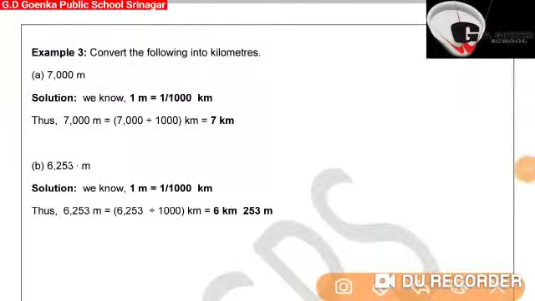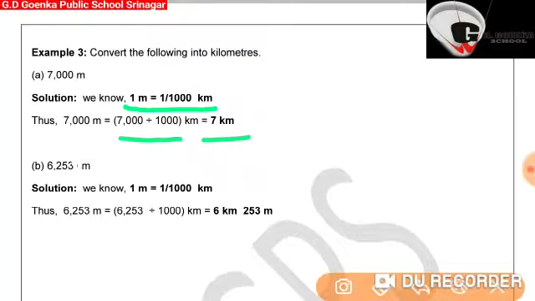Now let us take the third example, in which we will convert meter into kilometer, where meter is a smaller unit than kilometer. We know that 1 meter is equal to 1 by 1000th of a kilometer. So whenever we have to convert meter into kilometer, we'll divide that number by 1000. Let us take the first example, 7000 meter. Now in order to convert it into kilometer, I will divide 7000 by 1000. Therefore, 7000 meter is equal to 7 kilometer.